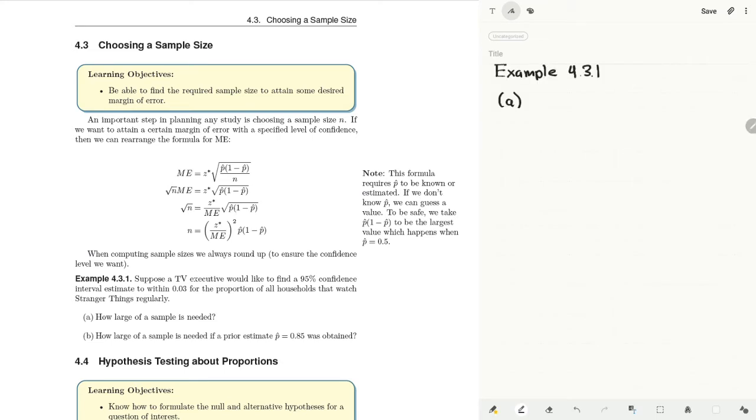So let's suppose the TV executive would like to find a 95% confidence interval estimate to within 0.03 for the proportion of all households that watch Stranger Things regularly. So how large of a sample do we need? So what we need to determine the sample size is the critical value. And since we want a 95% confidence level, this tells us that our critical value, Z star, is 1.96.